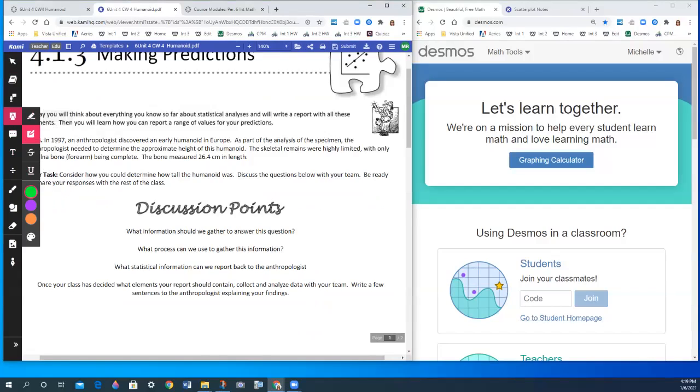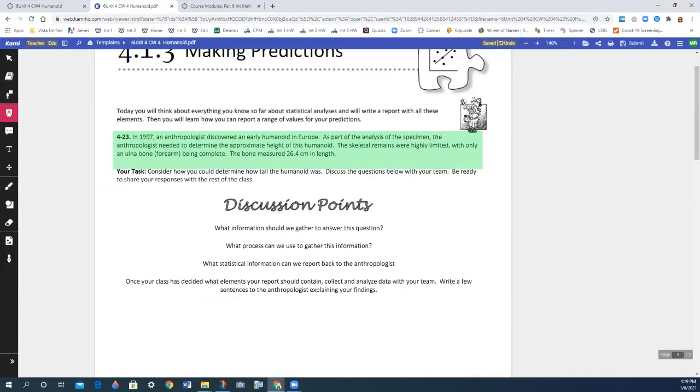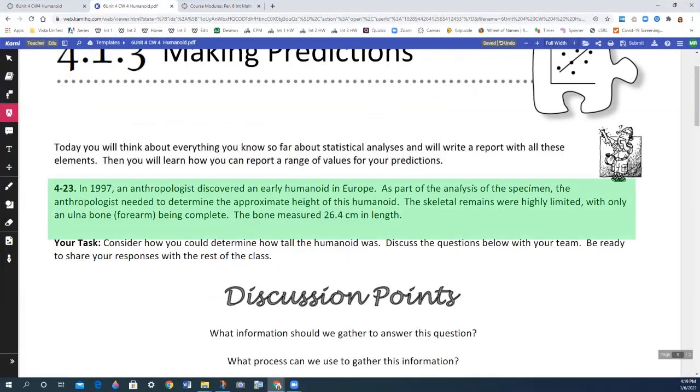So in this problem, let me make this a little bigger. It says in 1997, an anthropologist discovered an early humanoid in Europe. As part of the analysis of the specimen, the anthropologists needed to determine the approximate length of the humanoid. The skeleton remains were highly limited, and what they had was basically their forearm. Okay, and that bone measured 26.4 centimeters. Okay, so 26.4 centimeters, and we're going to be using that number later on in the problem.